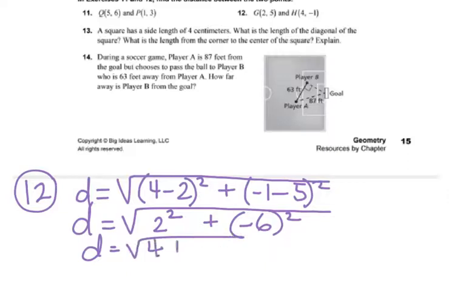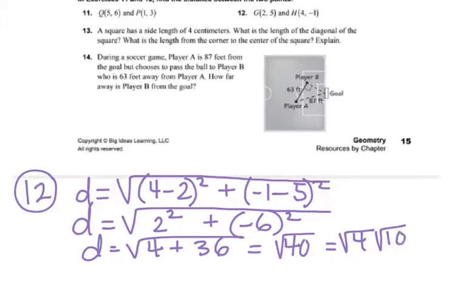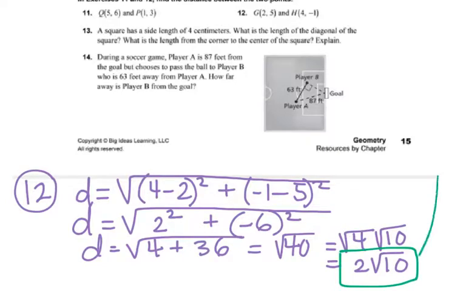So this is 4 plus 36, which is the root of 40. And I know that that's going to be 4 times 10, which comes out as 2 root 10 in an exact answer. Again, you would write that up here.